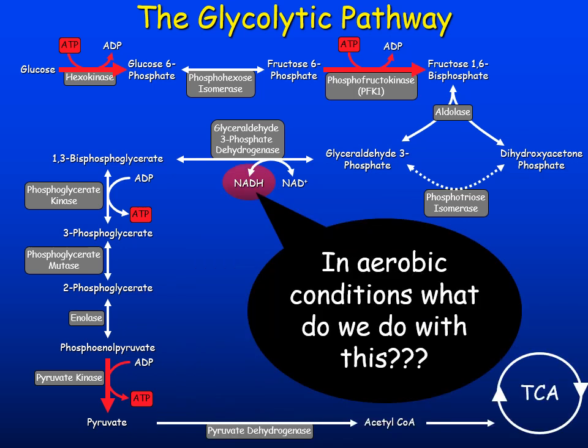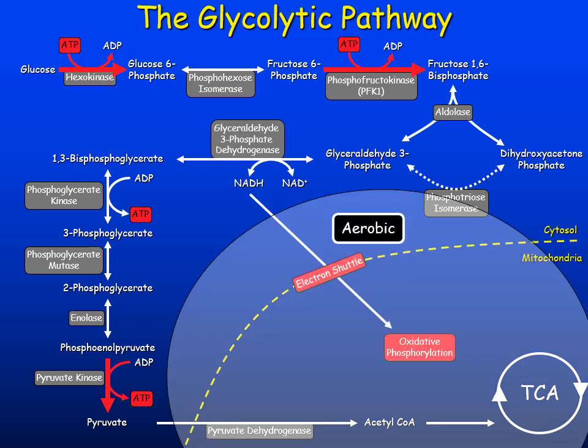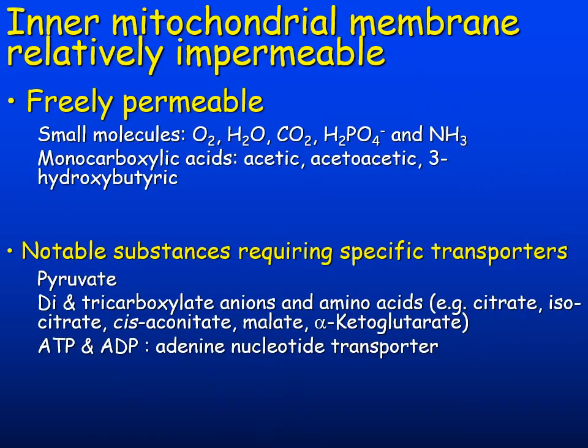But the question is, how do we recycle this NADH in aerobic conditions when oxygen is present? Well, simplistically, this is shuttled into the mitochondrion via a substrate shuttle so that it can be coupled with oxidative phosphorylation. But let's have a look at the detail of how these substrate shuttles work.